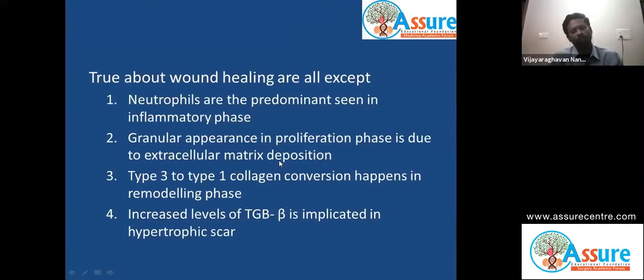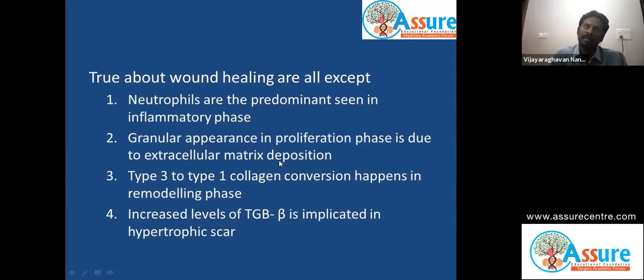So in the proliferation phase, what is happening? In the proliferation phase, there is the conversion of macrophages to fibroblasts and secretion of collagen and the ground substance, extracellular matrix, glycosaminoglycans. So what is the type of collagen which is secreted? Initially, it is the type 3 collagen which is secreted. Okay, so what happens in the remodeling phase? This type 3 is slowly changed to type 1.